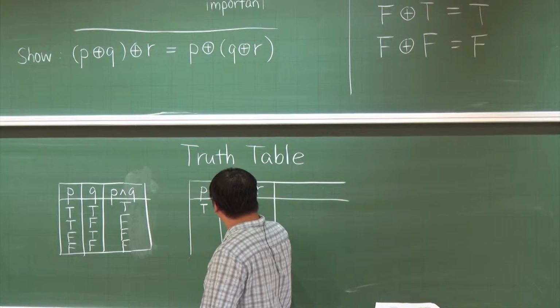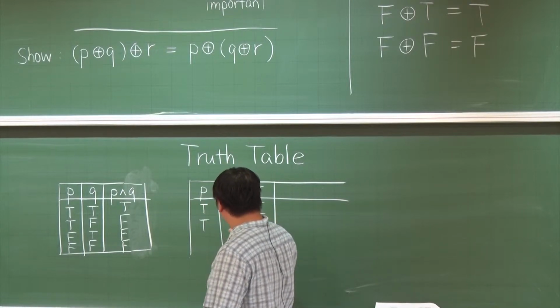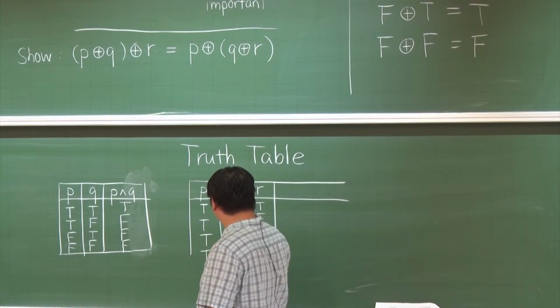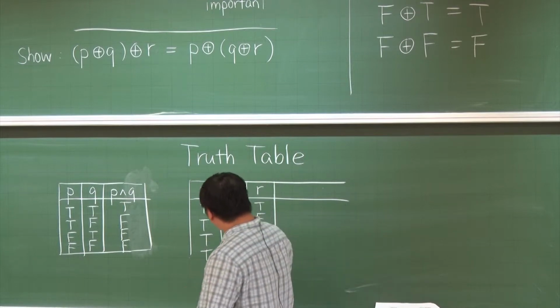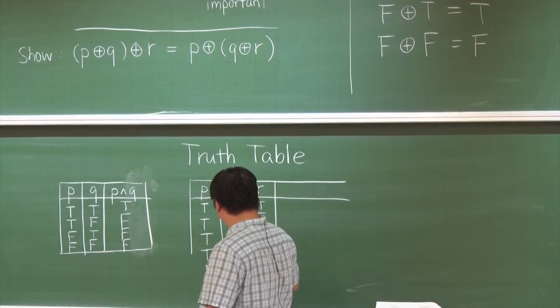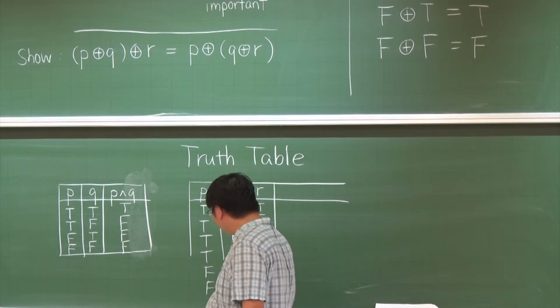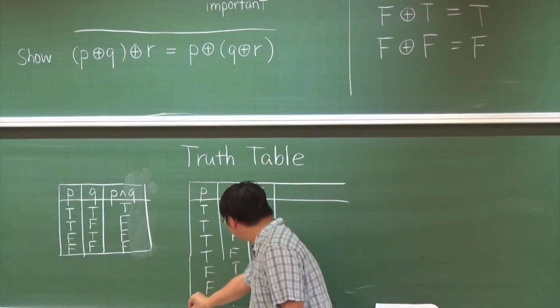Maybe it is true, true, true, true, true, false, true, false, true, true, false, false. Is that okay? And then we also have false, true, true, false, true, false. Yeah, not enough space. Okay, two more lines. Okay, and then what should we do?